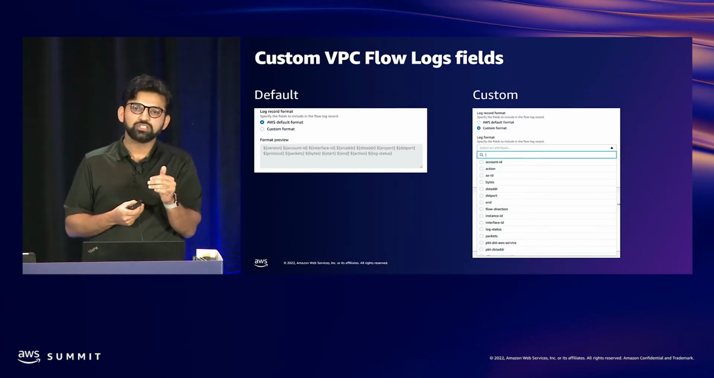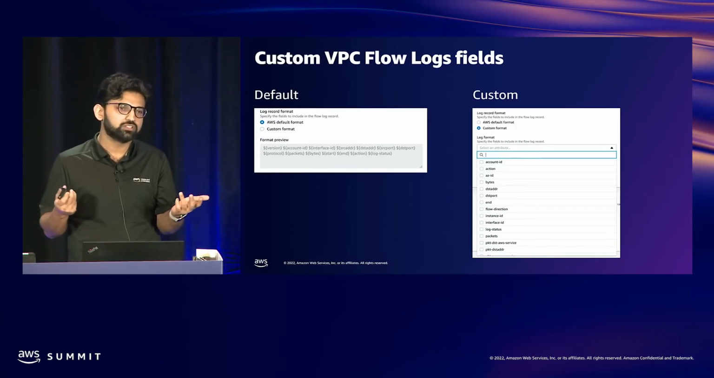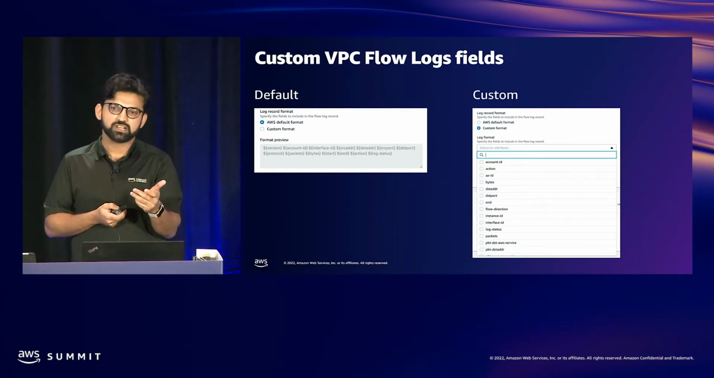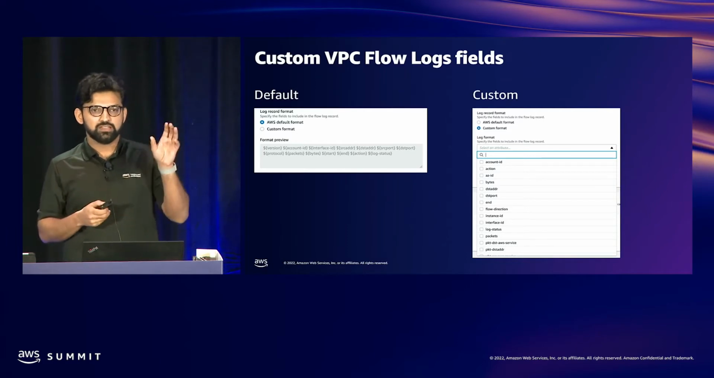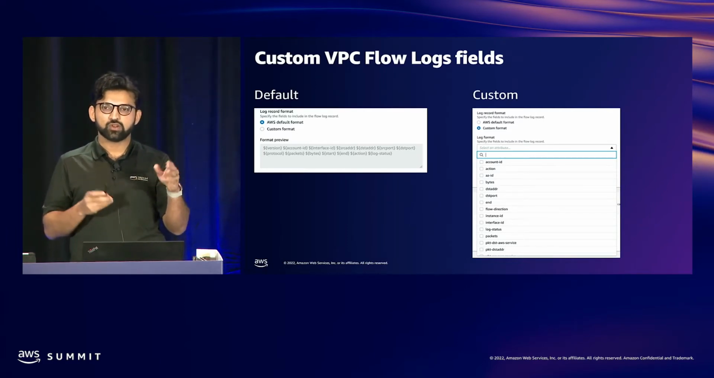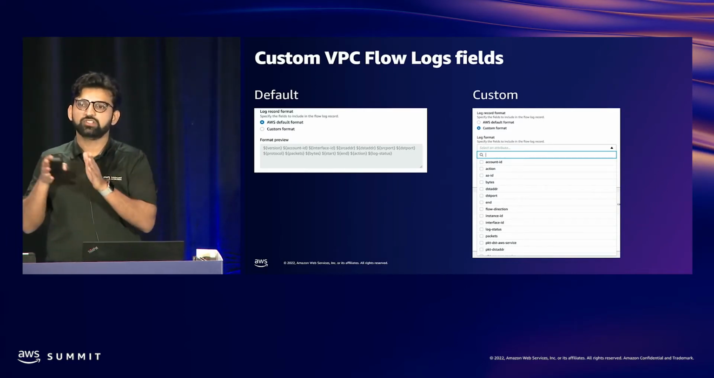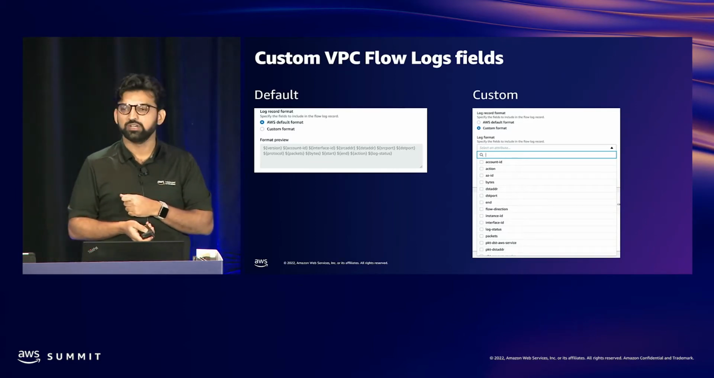And maybe you're not interested in all the fields. You only want to look at source and destination IP addresses, port numbers, instance IDs, things like that, and you can define the order. Now your flow log will be based on this custom format, which is also compatible with your third-party logging solution.